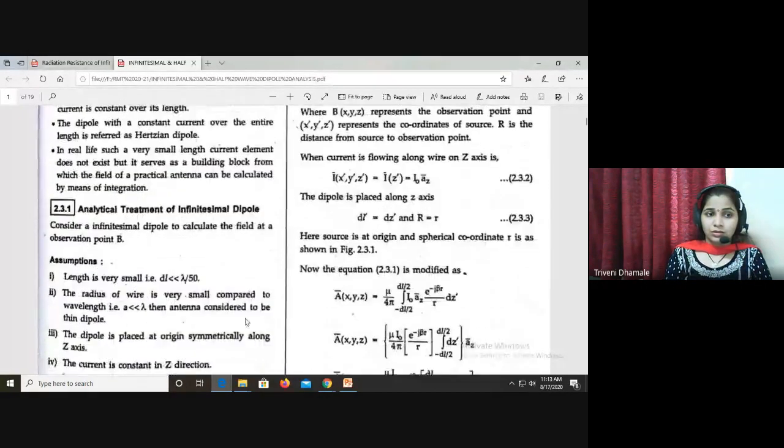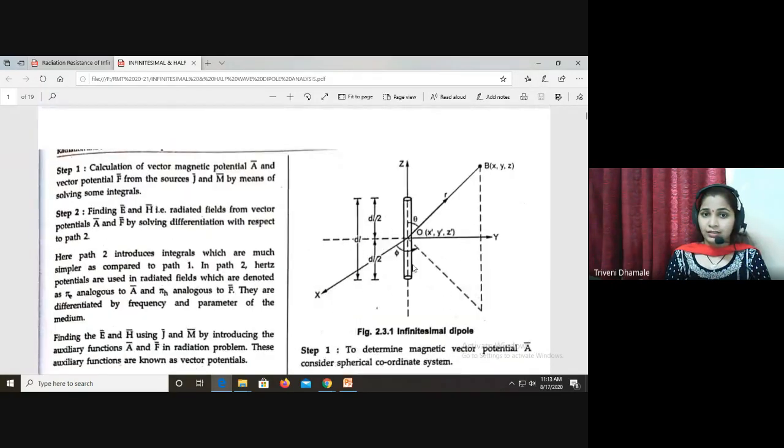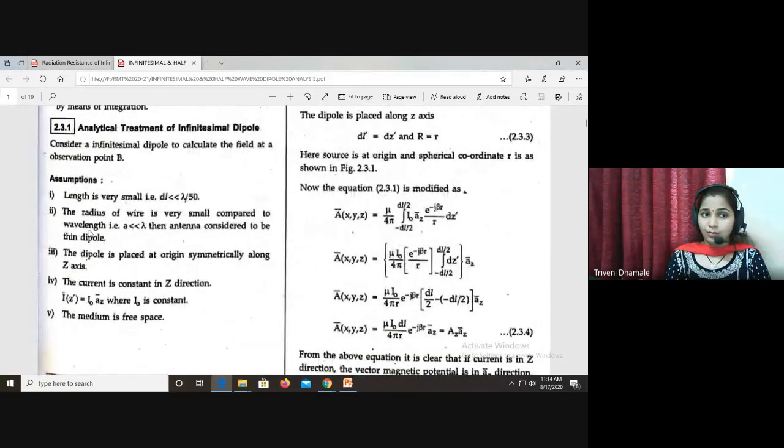Now, what are the assumptions for this analytical treatment? Length is very small, dl is equal to lambda by 50. The radius of wire is very small compared to wavelength. Where is the radius? Small a. The radius of the wire here, that a is there. This is the complete diameter d. So radius of the wire is very small compared to wavelength. So it's less than again. Then antenna considered to be thin dipole. Okay, these are the assumptions.